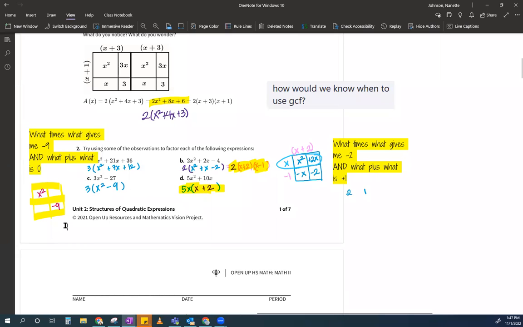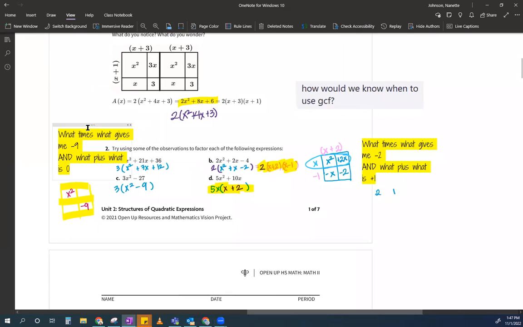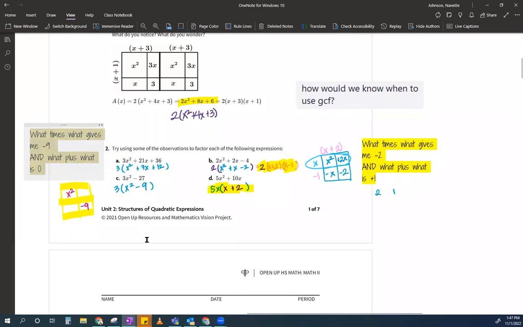Crazy, right? Oh, now I know how to do it, Miss Johnson. I know you guys know how to do it. As soon as I tell you that it's just a 0, then you're like, oh, I understand what you're talking about now. Okay, so what times what gives me -9, but at the same time, what plus what gives me 0? And you're like, okay, Miss Johnson, but 9 is only 1 and 9 and 3 and 3, right? Yeah, so it's got to be the -3 and the +3x. So a -3x, +3x, and then you guys can do the rest of this, right?